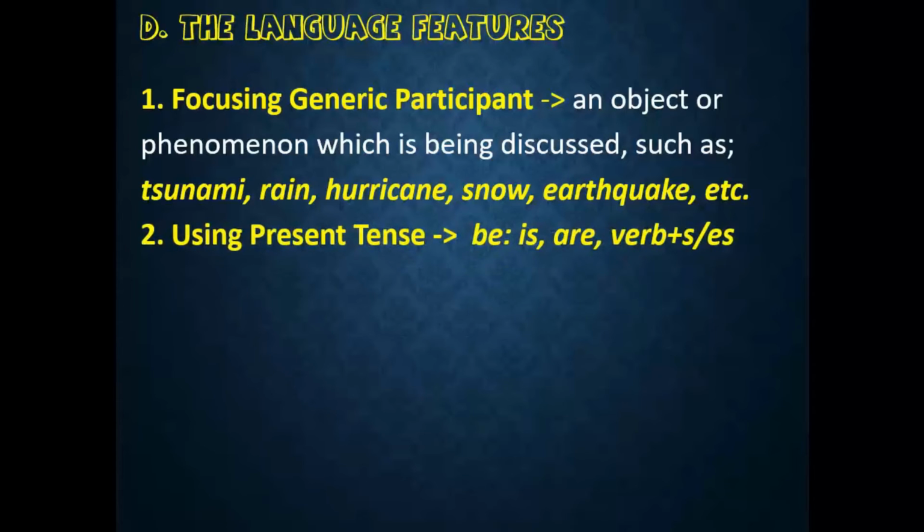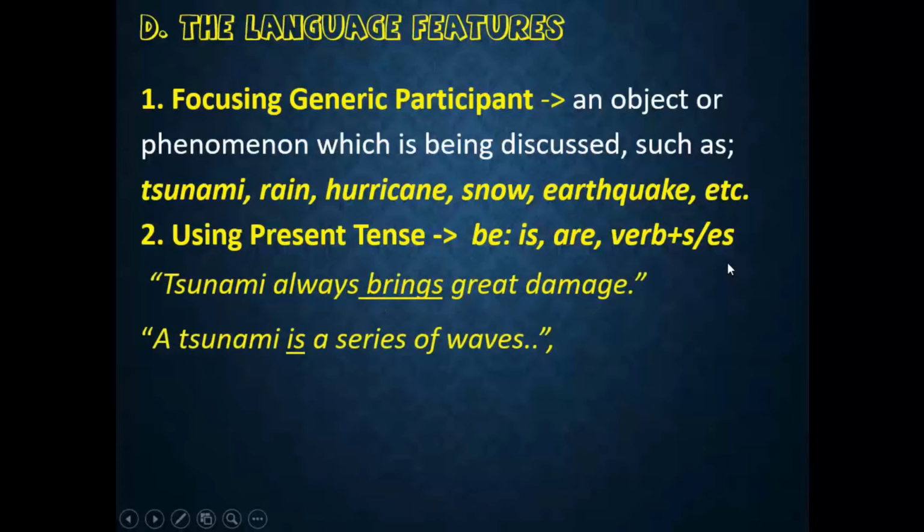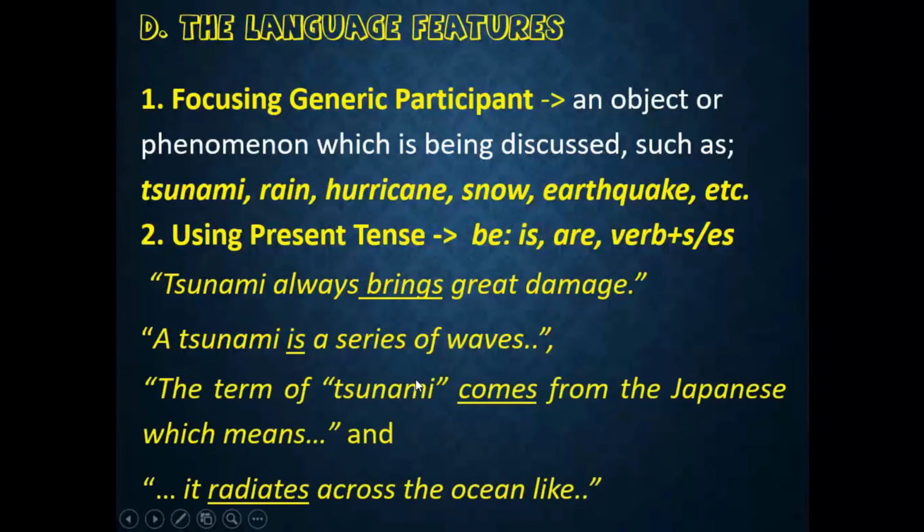And next, also in the explanation text we use the present tense, like is and are, and also for the verbs we use the verb plus s and es. For example, in the text we find "the tsunami always brings great damage." Brings here is the verb with s because it is simple present, and because the subject is singular, tsunami. And the next sentence is "tsunami is..." You use is here. And also the term tsunami comes from Japanese, and then it radiates across the ocean.